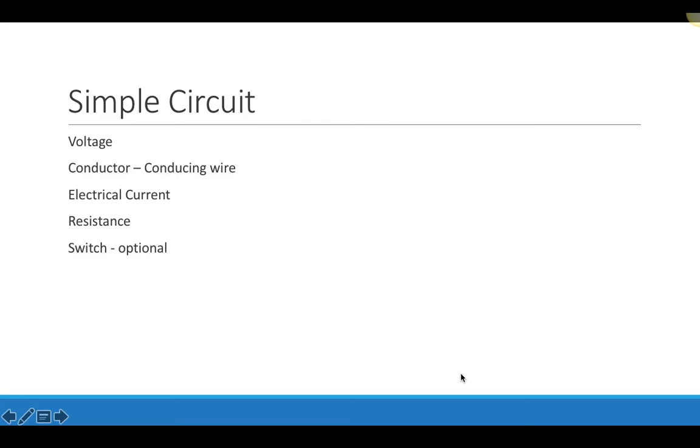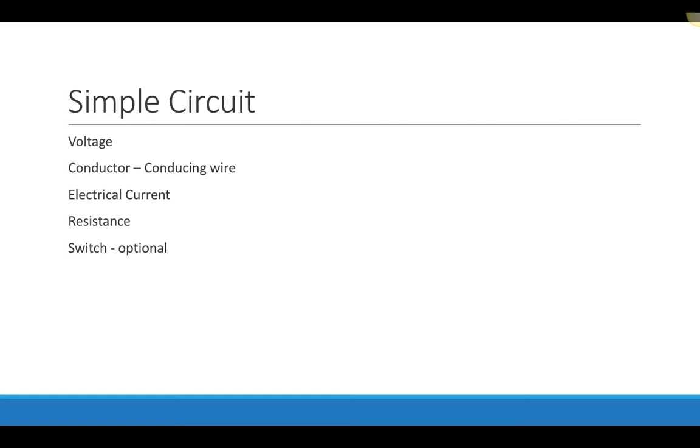So if I want to build a very simple circuit, the things that I have to have are a voltage supply, and the voltage supply is going to be the pumping mechanism. It's going to allow charge to move through my circuit. I have to have conducting wire, or a conductor and conducting wire. I would need to have electrical current.